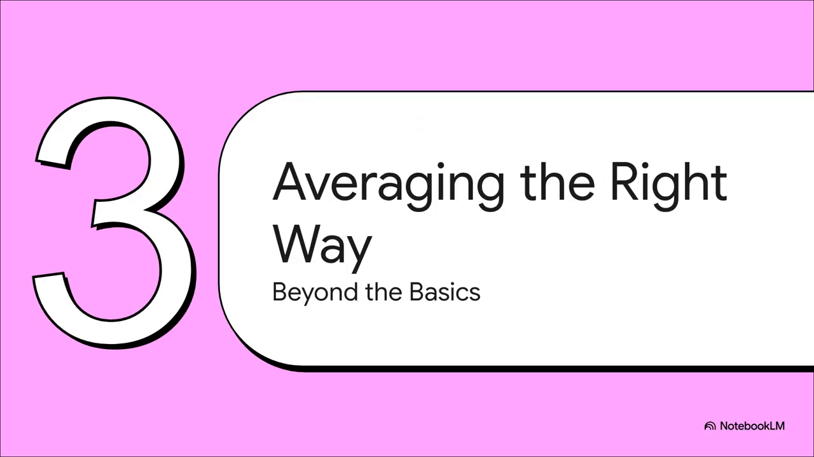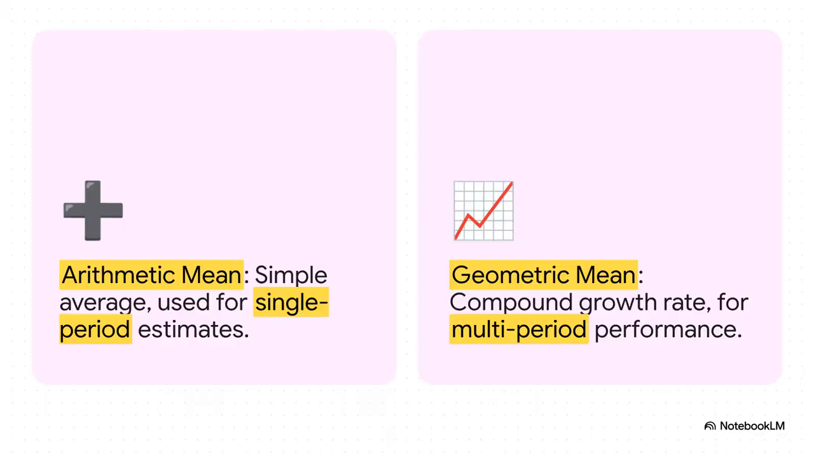Section 3, averaging the right way, beyond the basics. Because look, a single period is easy enough, but what happens when we invest over multiple years? This is where people get into trouble. You have to understand the difference between the arithmetic mean and the geometric mean. If you want to estimate what might happen in a single hypothetical future period, the simple arithmetic mean is your best guess. But if you're looking backward at historical performance across multiple years, you absolutely must use the geometric mean. The geometric mean accounts for the way returns multiply over time. It measures pure compound growth.